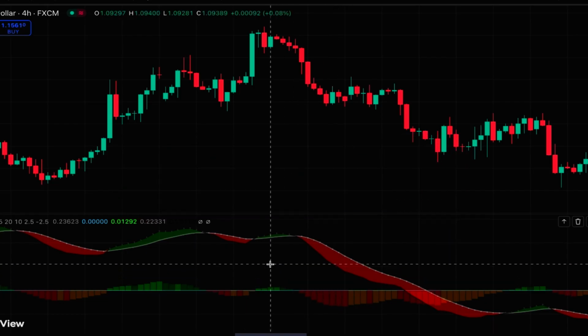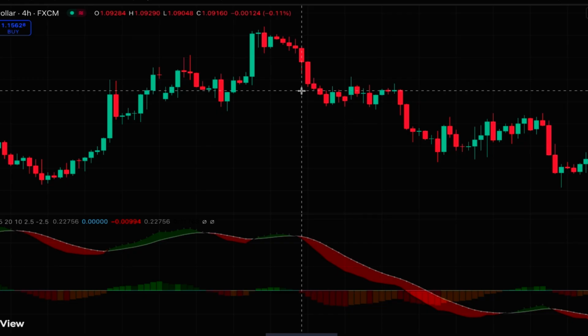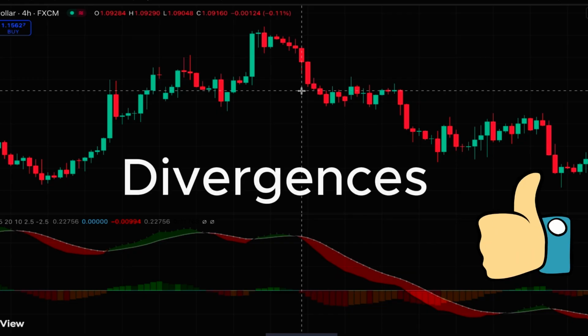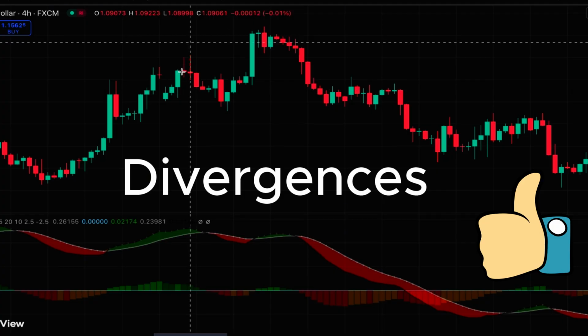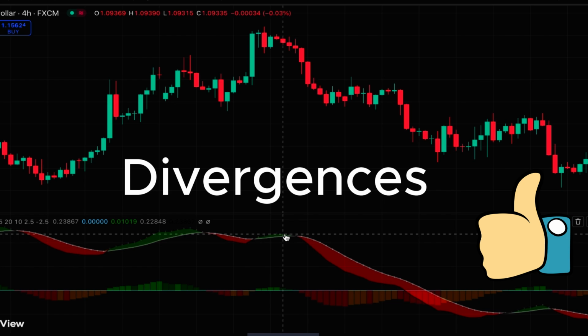Alright, now let me teach you how you can use this indicator for identifying reversals. This indicator is very powerful for identifying divergences because it is built based on rate of change, so it can effectively help us to know when the change of the price movement and the change of the oscillator are not agreeing on the same direction.